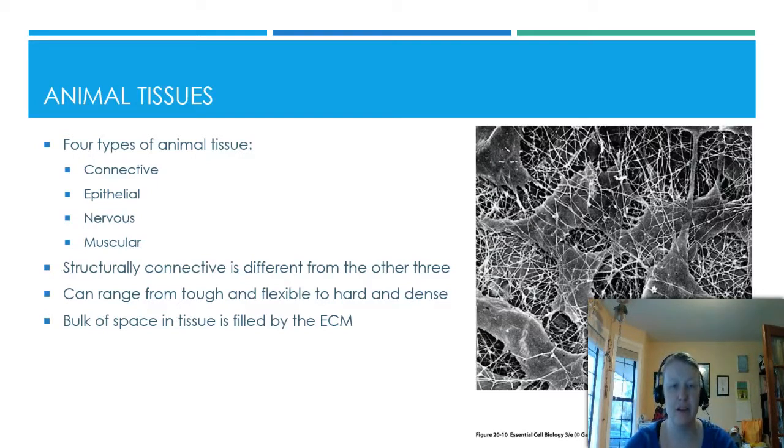And they can range in all sorts of toughness and flexibility, from being very flexible like your skin to being really tough and dense like your bones. It just depends on what we need that tissue to be. And the bulk of the space between these cells in your connective tissues is filled up by the ECM. So it's important to understand that.